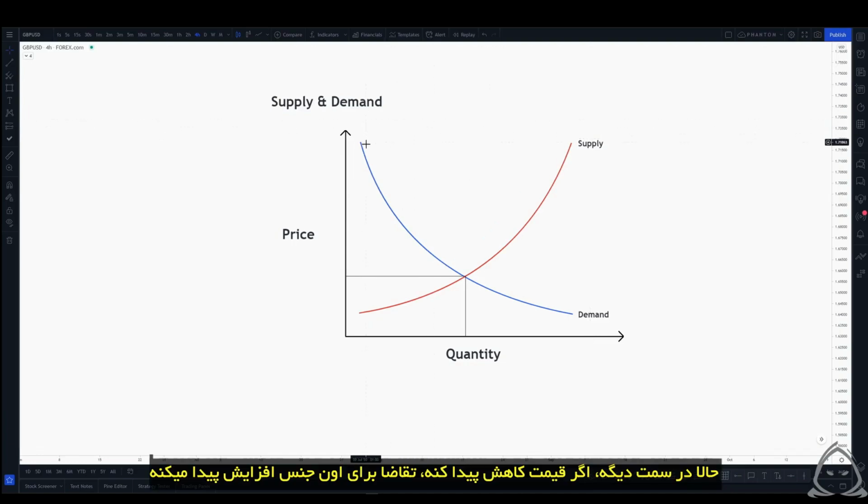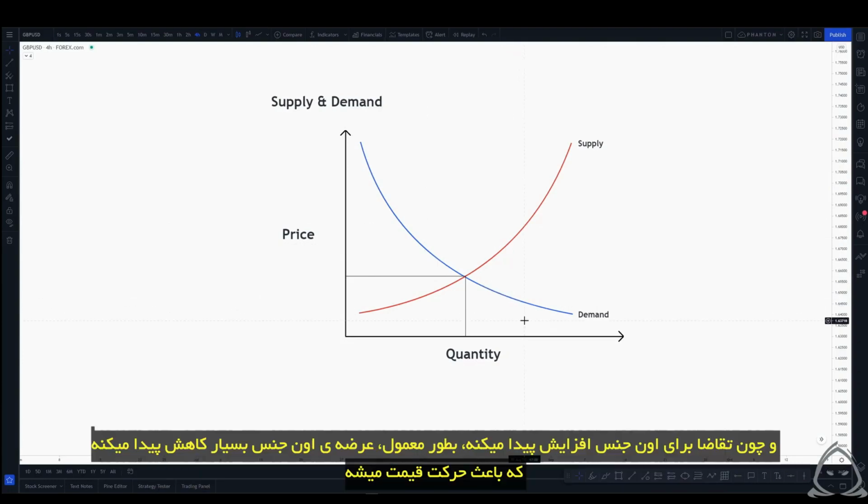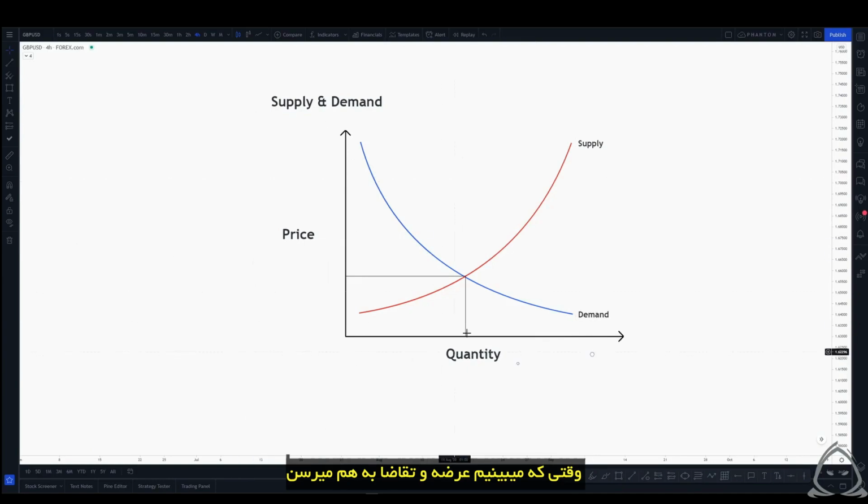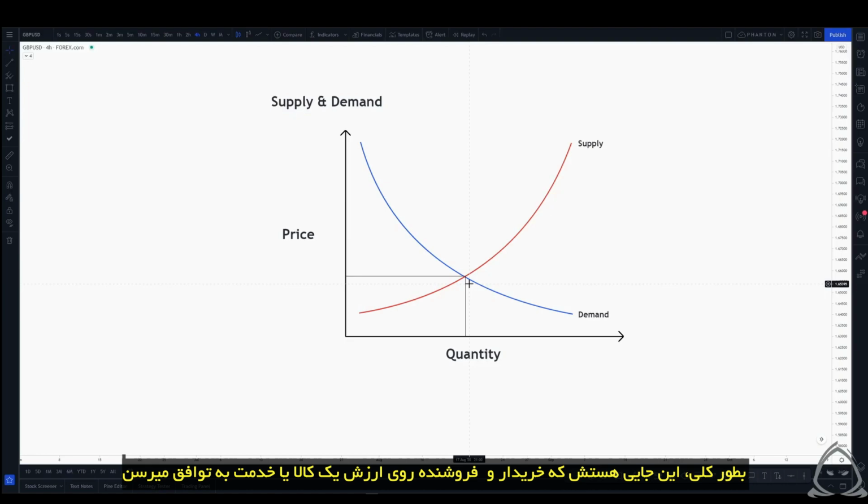Now, on the flip side, if price begins to decrease, the demand for that product increases. And because the demand for that product increases, generally speaking, the supply for that product will be much more reduced, which tends to drive the price up. When we see supply meeting demand, that's called fair value of price. And generally speaking, that is the acceptable value where a buyer and a seller match on what a good or service or commodity is worth.